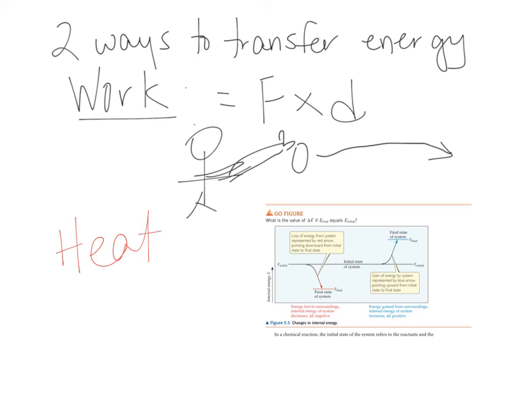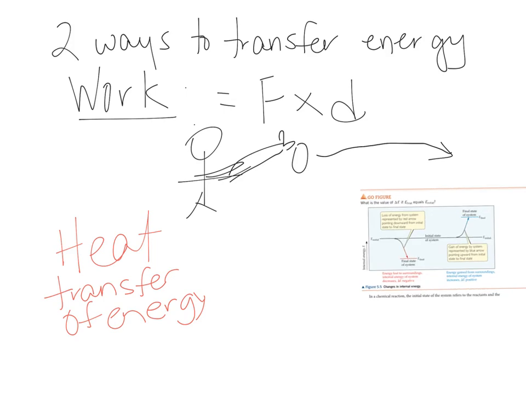This usually accompanies work. And heat, so you want to write down this equation. Work equals force times distance. And now we're going to define heat. Heat is the transfer of energy from a warmer object to a colder object. Let's just make this smaller for right now. Transfer of energy from a warmer object to a colder object.